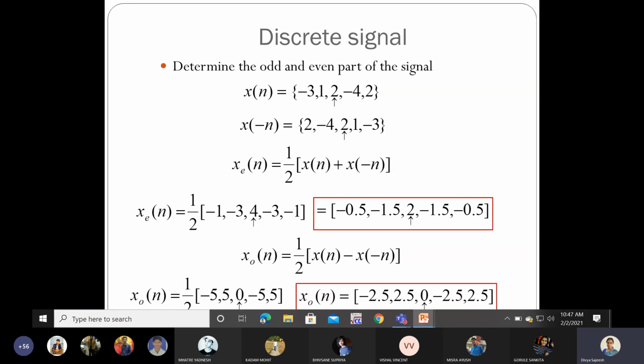So there are differences in the processing of your continuous time signal and your discrete time signals. Hope all of you understood. Should I repeat it again?